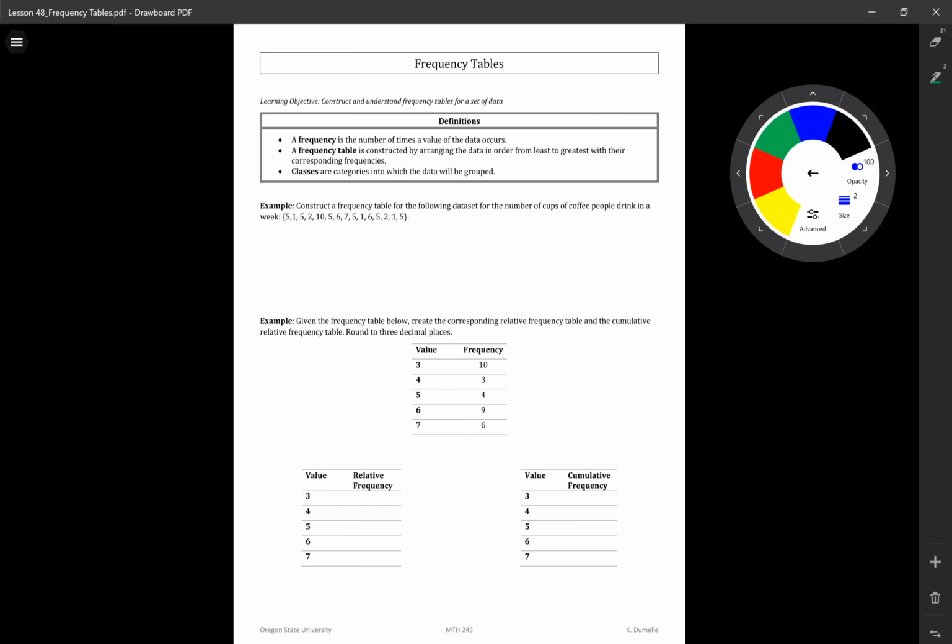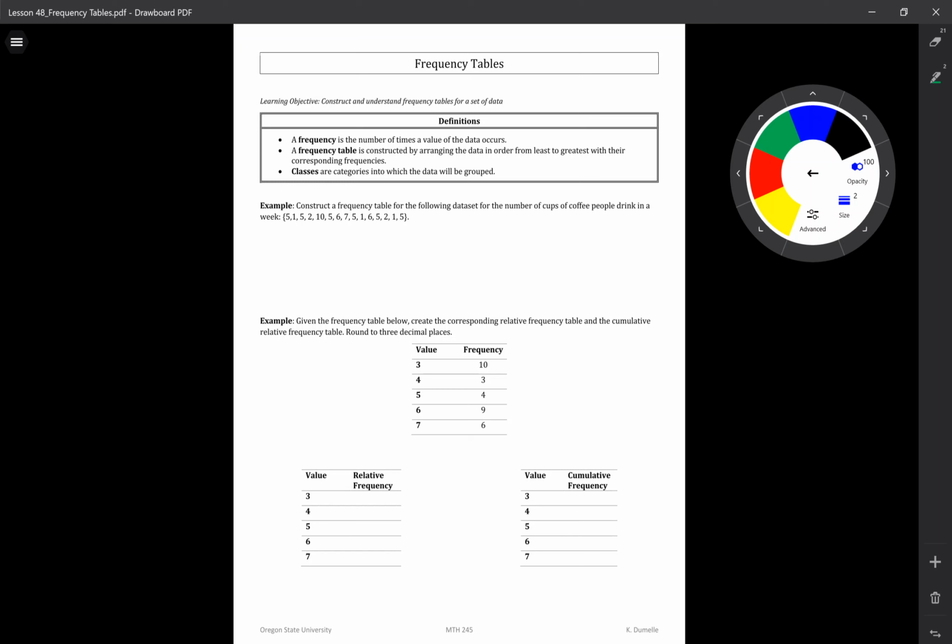So do we have 5 people with this characteristic? Do we have 10 people? That is the frequency. A frequency table is constructed by arranging the data in order from least to greatest with their corresponding frequencies. And classes are categories into which the data will be grouped. We'll talk about that later.